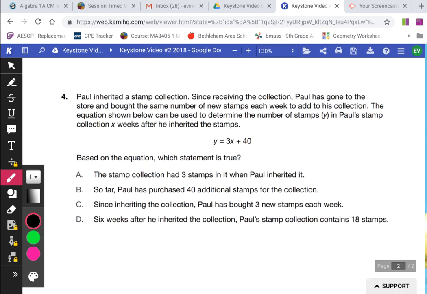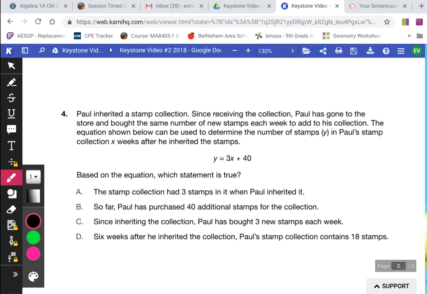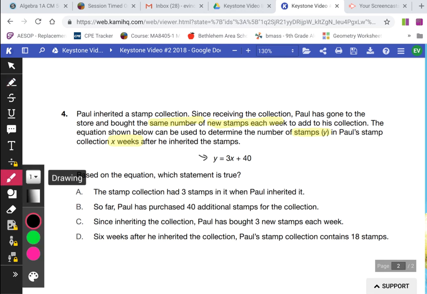And the last one, I think this is the last one, yep. So Paul inherited a stamp collection. Since receiving a collection, Paul has gone to the store and bought the same number of new stamps each week to add to his collection. The equation shown below can be used to determine the number of stamps Y in Paul's stamp collection, X weeks after he inherits the stamps. So Y, make sure that you look at some of this information. So they give us what the variables mean, okay, and new stamps each week, same number. So that's important information. And then we can kind of analyze our equation.